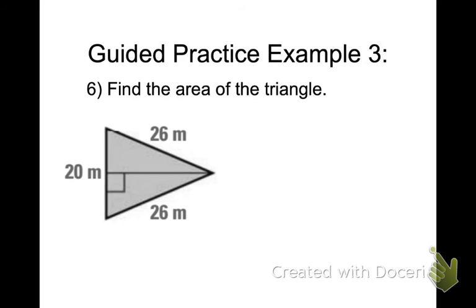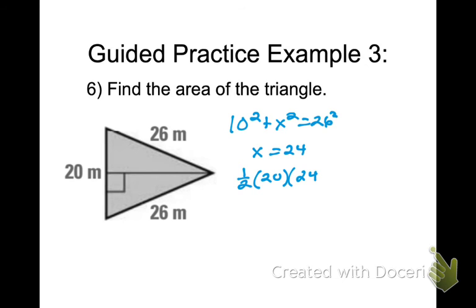So for number 6, you're doing 10 squared plus x squared equals 26 squared. So your height there should be 24. So 1/2 your base, which is 20, times your height, which is 24, gets you 10 times 24, so 240 meters squared.